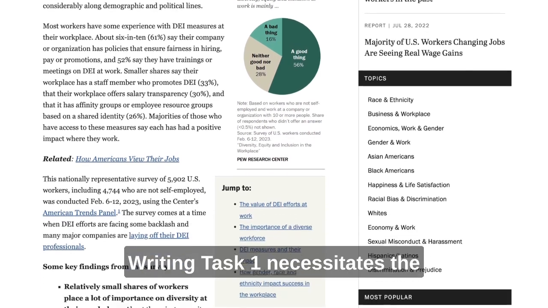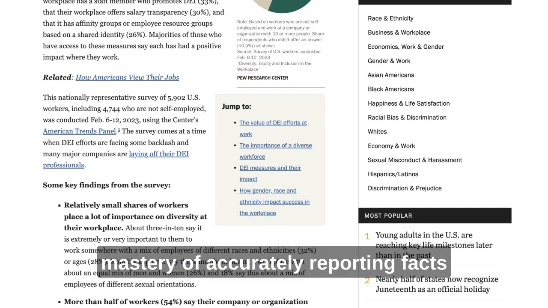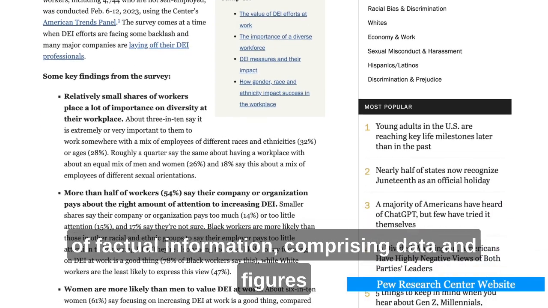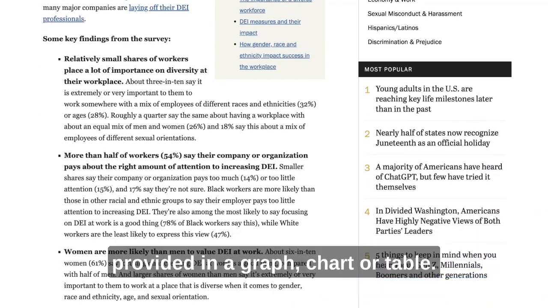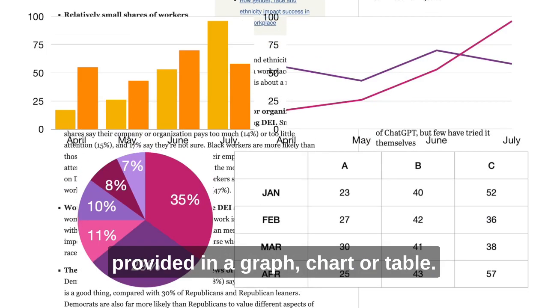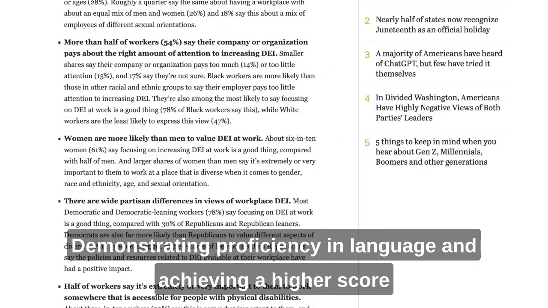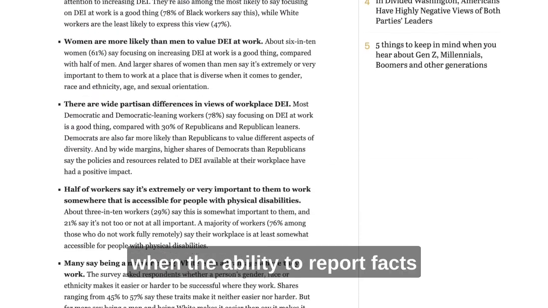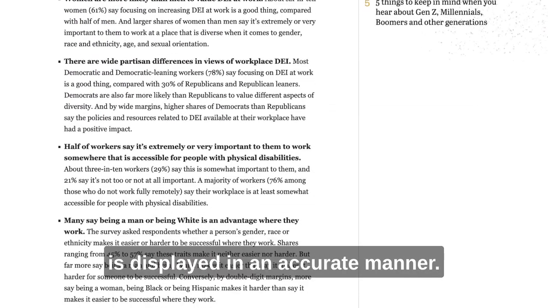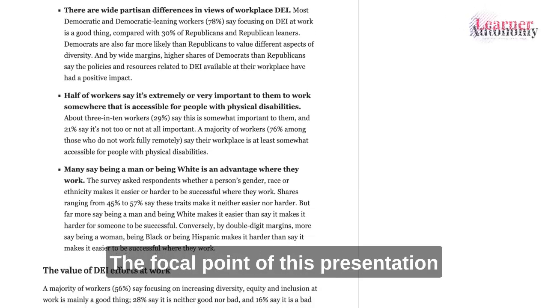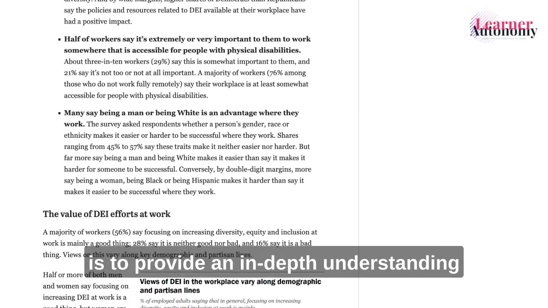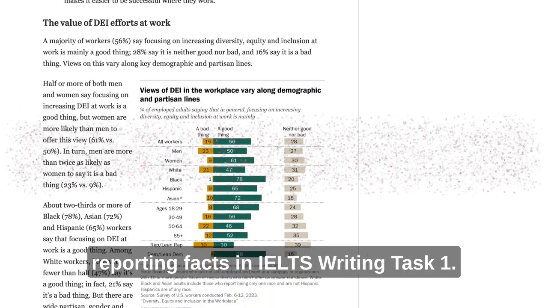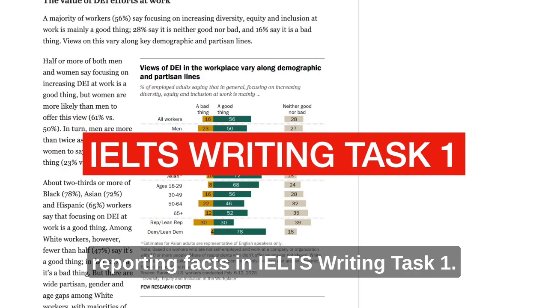IELTS Writing Task 1 necessitates the mastery of accurately reporting facts. The task involves the reporting of factual information comprising data and figures provided in a graph, chart, or table. Demonstrating proficiency in language and achieving a higher score is made possible when the ability to report facts is displayed in an accurate manner. The focal point of this presentation is to provide an in-depth understanding of the fundamental tactics involved in reporting facts in IELTS Writing Task 1.